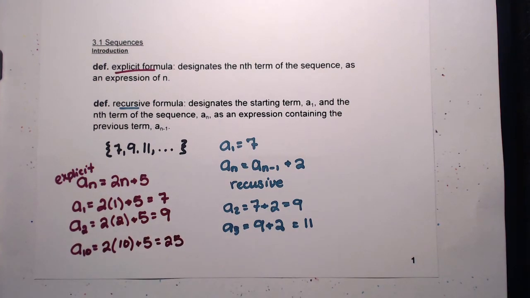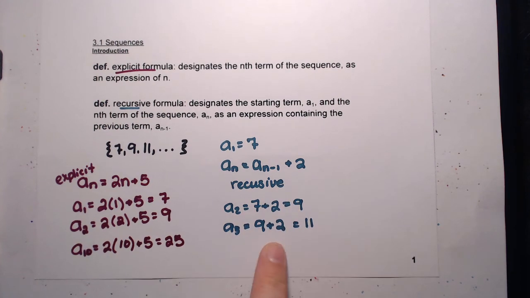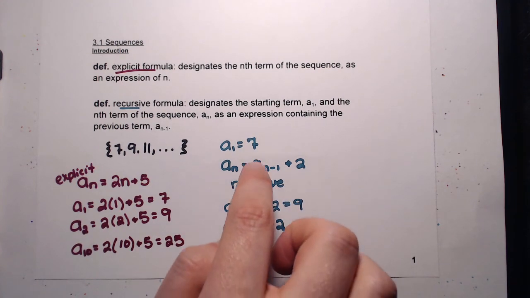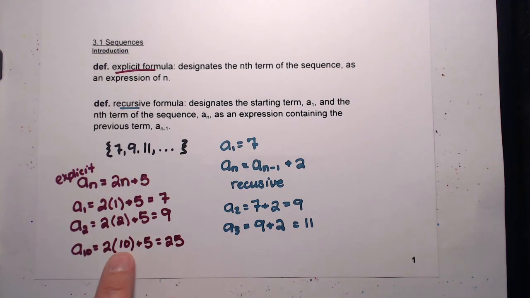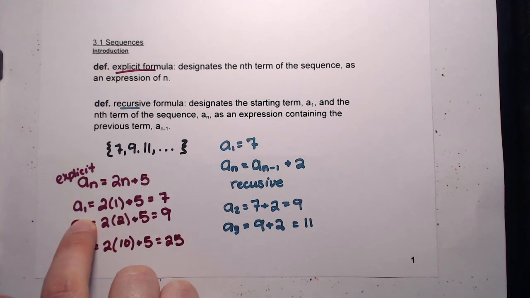Don't worry about where these numbers came from. There's a special way to figure that out, and we'll talk about that later. But that's the difference between your explicit and your recursive. Your recursive is always using previous terms, where your explicit is only using what term number it is.